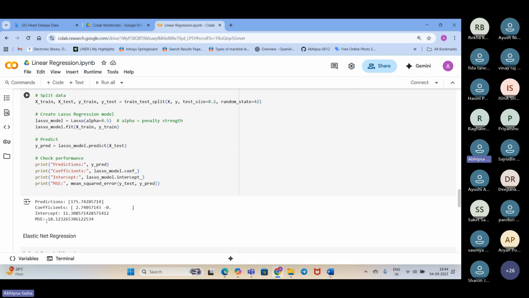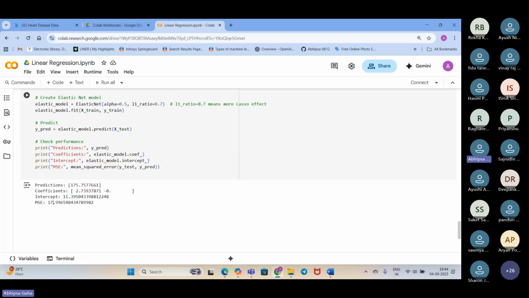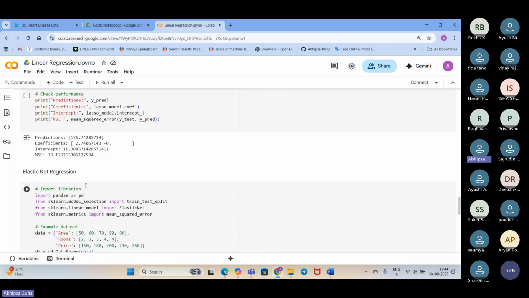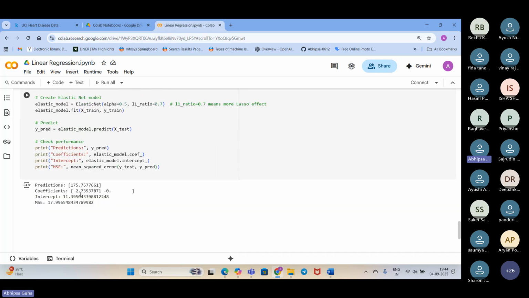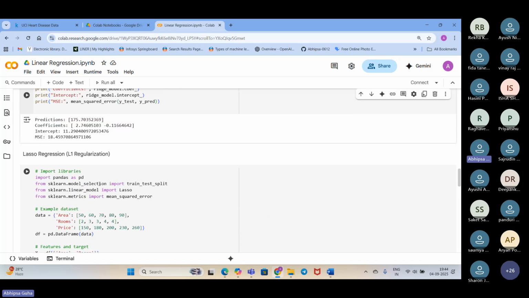The lesser the value of mean squared error, the better performance we will get, right? So 18.123, that is a lesser value we have got for Lasso. And in case of Elastic Net, we have got 17.99, right? The prediction was kind of the same. The prediction has also improved a bit, but kind of the same only.